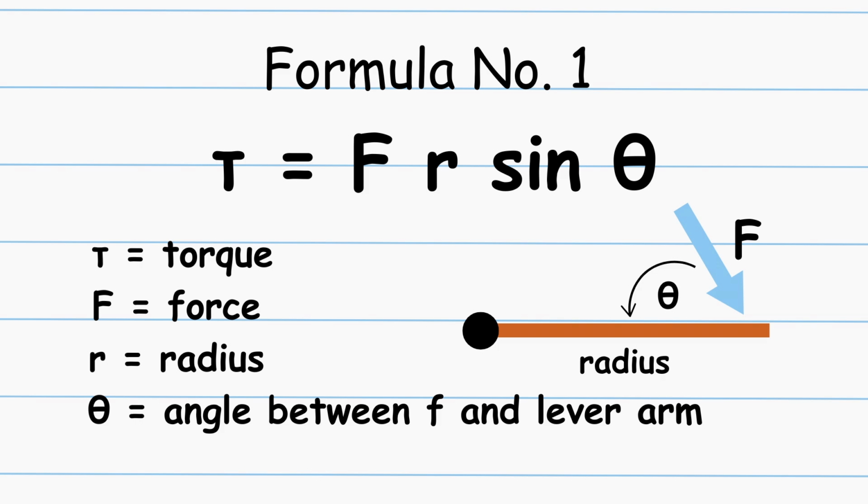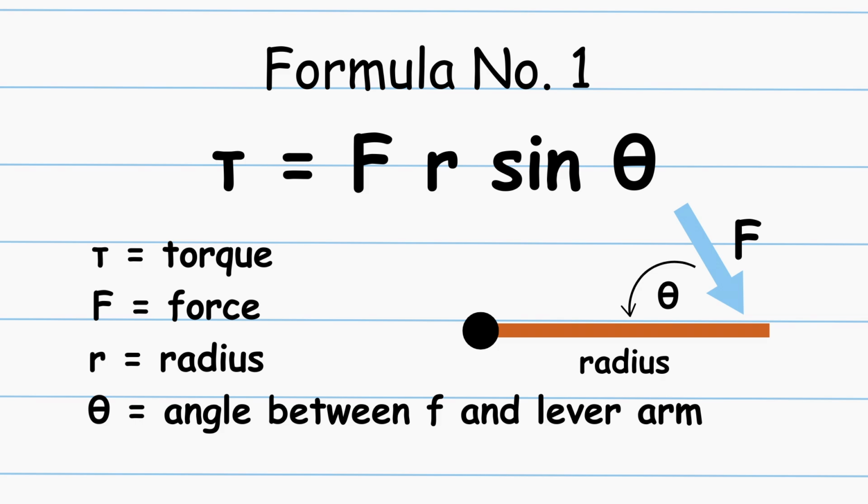Well, torque actually has two formulas. The first formula, which is actually more common, is tau is equal to F r sine theta, where tau is the torque, F is the force, r is the radius, and theta is the angle between F and the lever arm. And now I've made a diagram over here that shows what each of these values are.